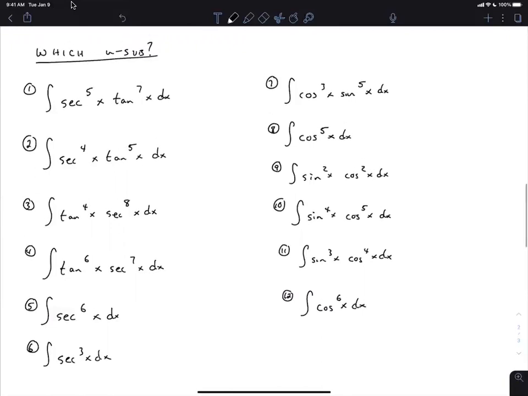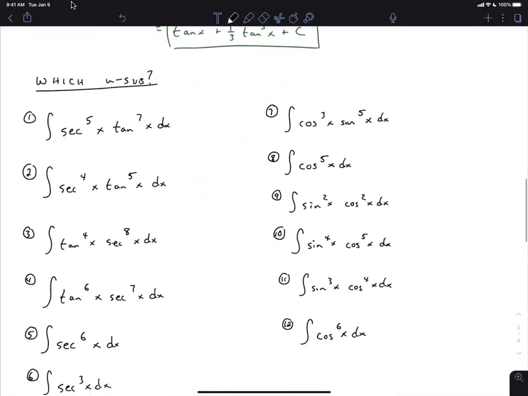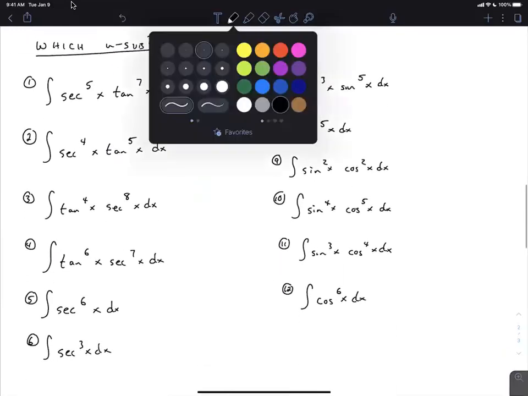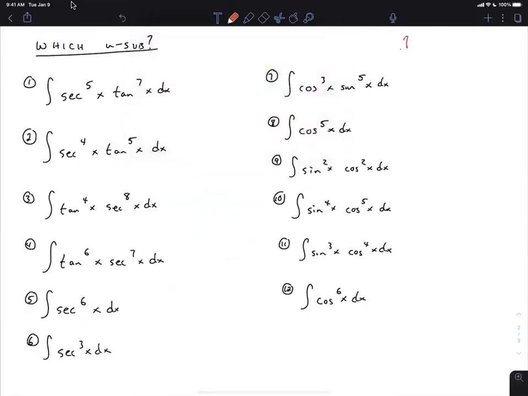Somebody asked real quick, could we go up to the identity for cosecant cotangent? The identity for cosecant cotangent is that 1 plus cotangent squared is cosecant squared. That's the one you meant, right? Okay, cool, just making sure. All right, I'll give you a minute or so, and then we'll talk about them.